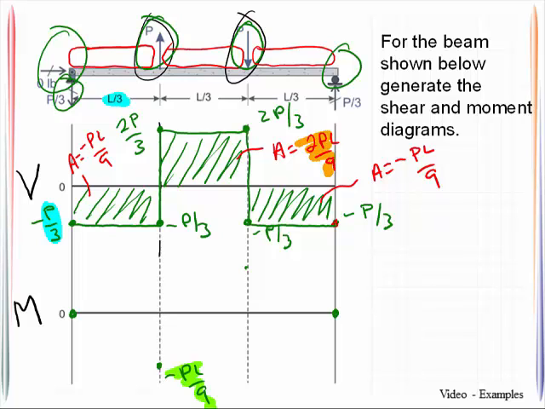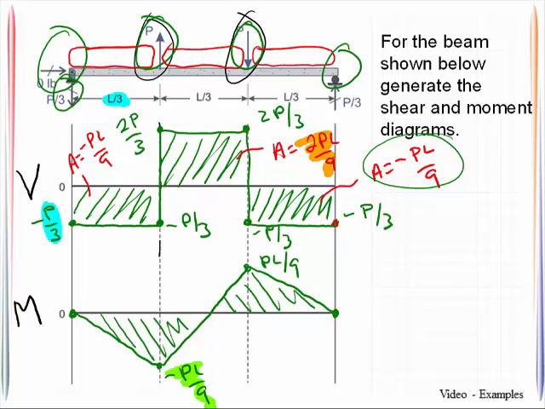That will bring you up to this point, PL over 9. And then lastly, go from that point to the end by subtracting off this quantity there, and that brings me back down to 0. And so now I'm confident that I've done the computations correctly. Because my shear diagram is constant, my moment diagram is a set of first order lines. We'll go ahead and shade that in.